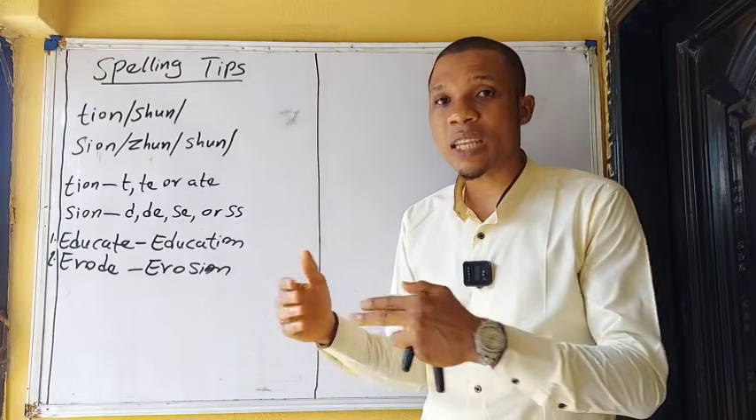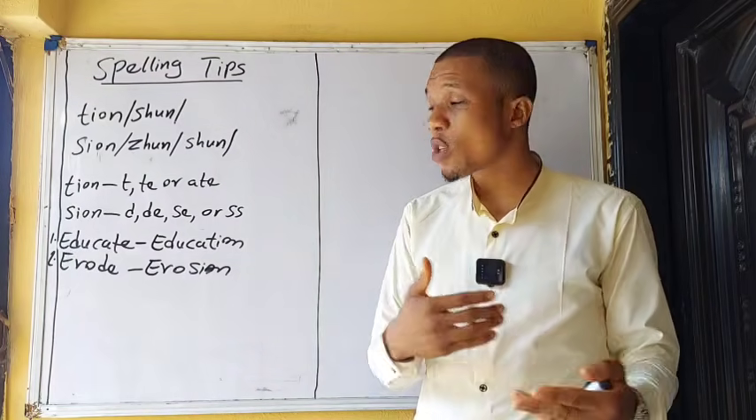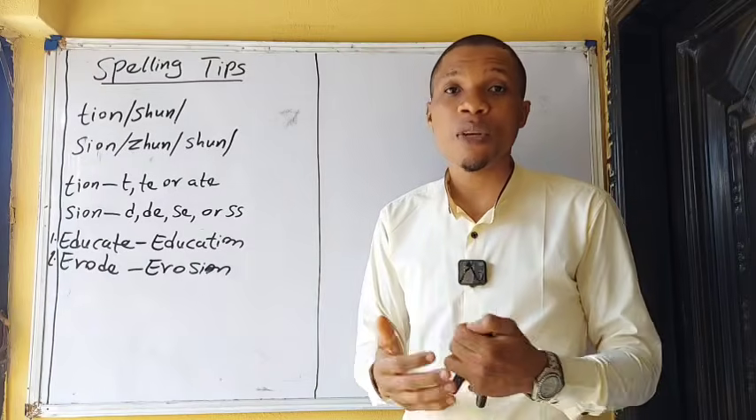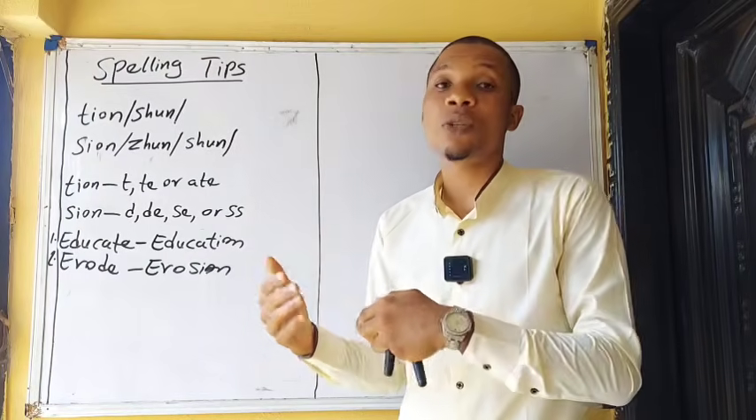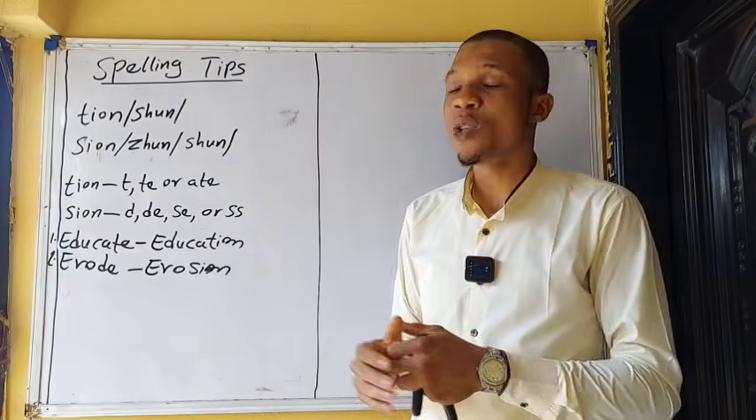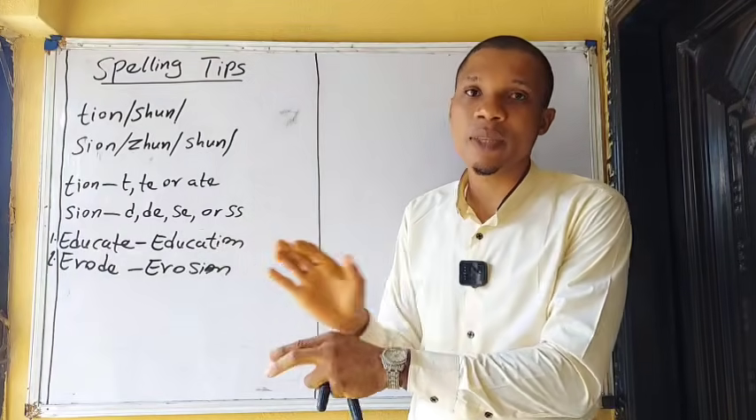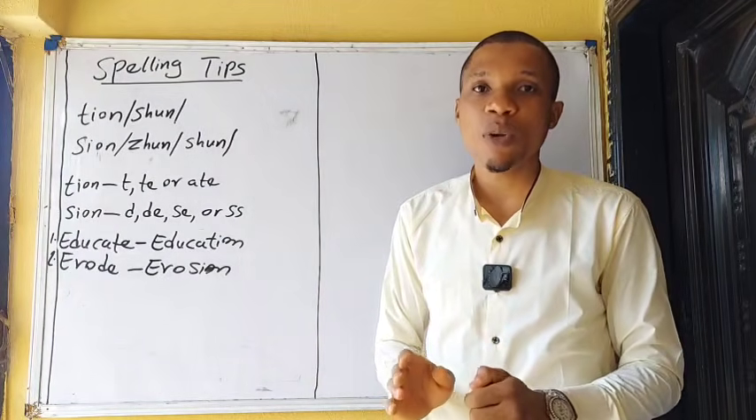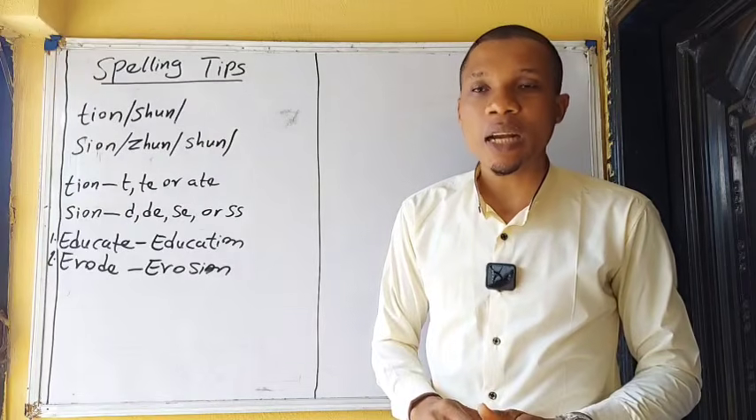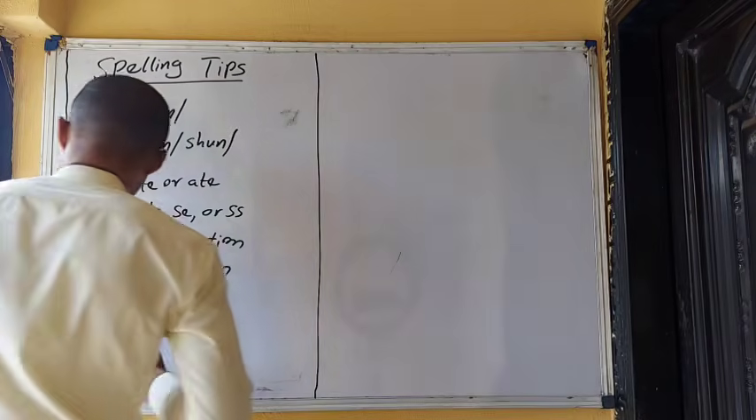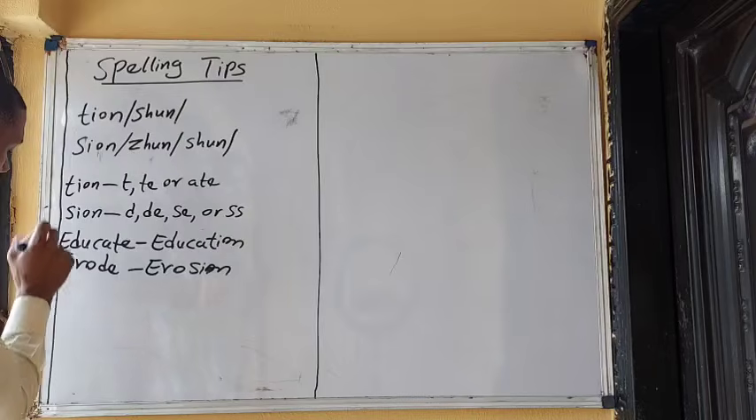Stay tuned and see the tips on spelling that you are going to be getting, because a lot of persons are having difficulties on which of them to use, and I've received so many questions on which of the tion I'm supposed to use when spelling. So these are spelling tips that you are supposed to get, and when you understand these tips, it becomes very easy for you to spell perfectly well. Is that clear?